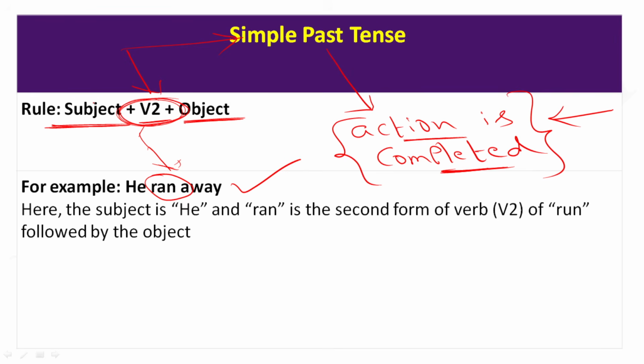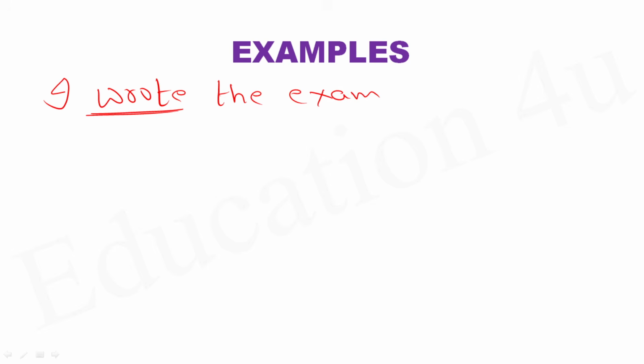But here, the game is not over. Still, there is something else to learn. But before we learn, I'll give you a very simple example. I wrote the exam. If you observe here, wrote is the second form of the verb write. So, I wrote the exam, which means I wrote the exam yesterday, or I wrote the exam this morning, or last week or last month.